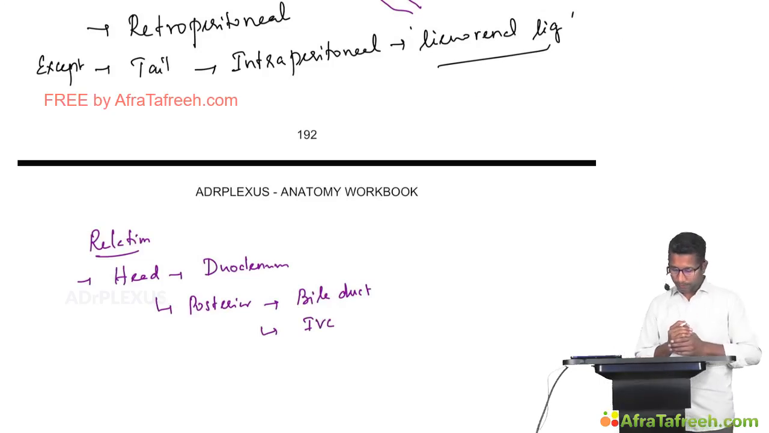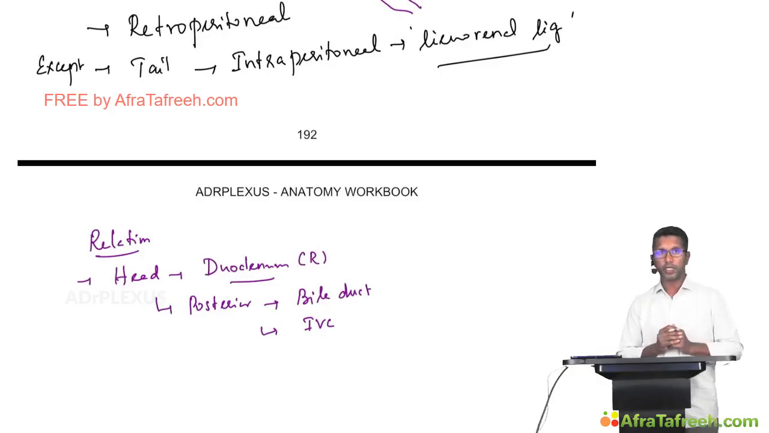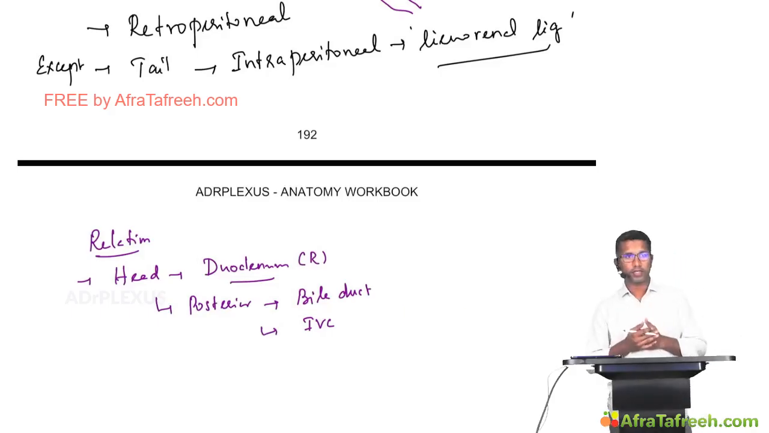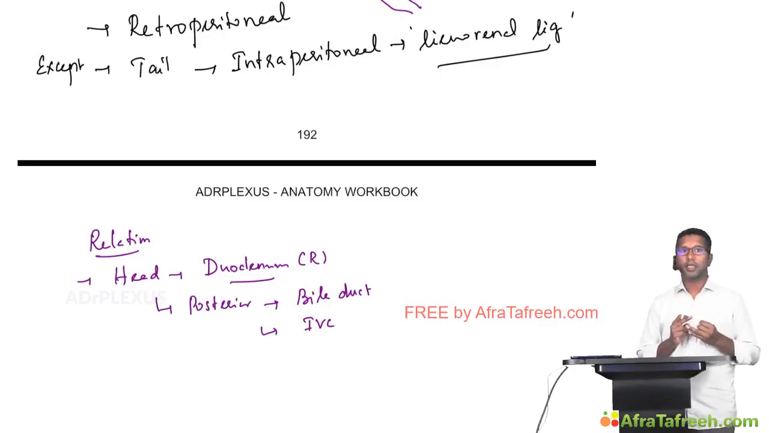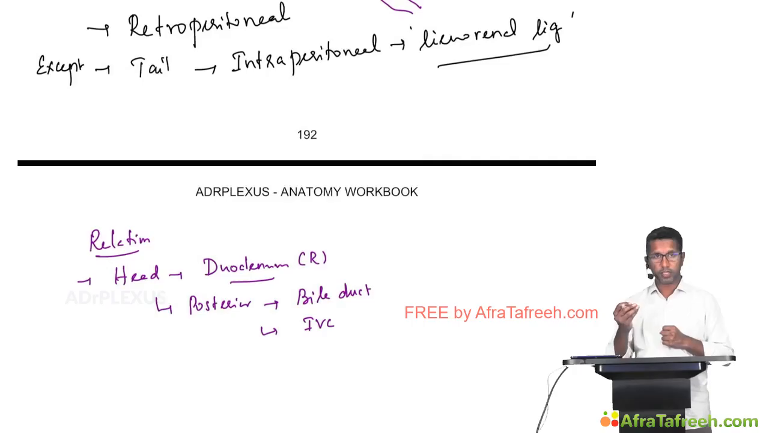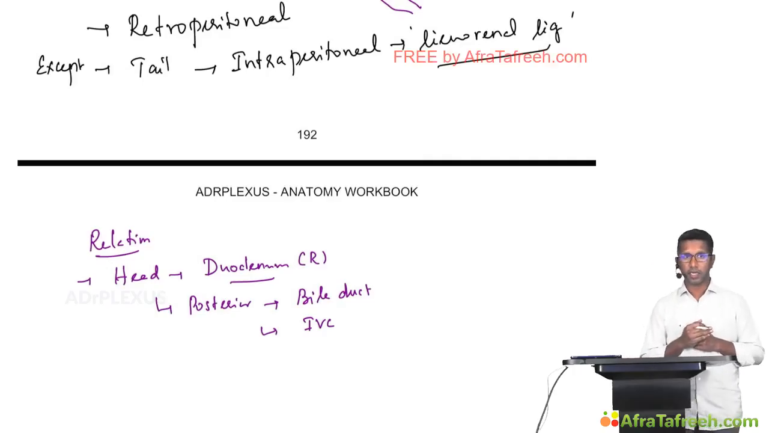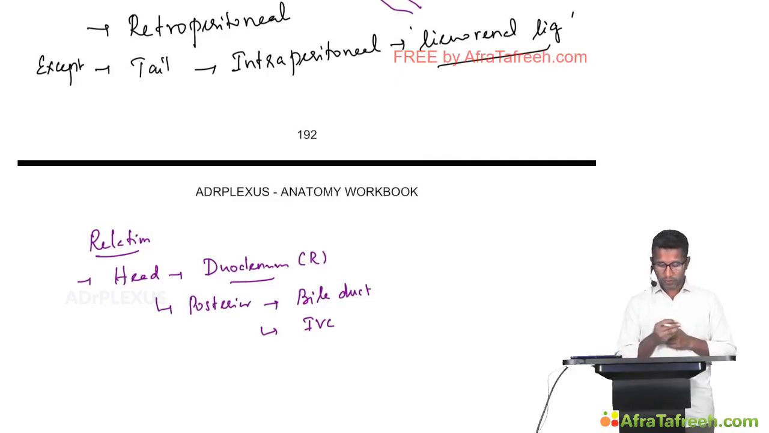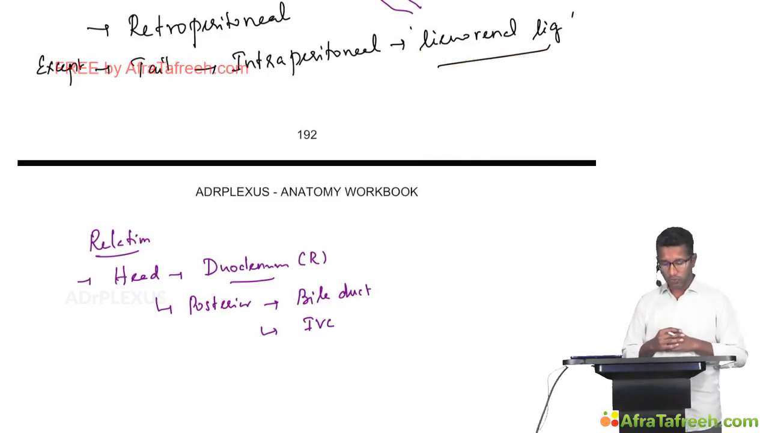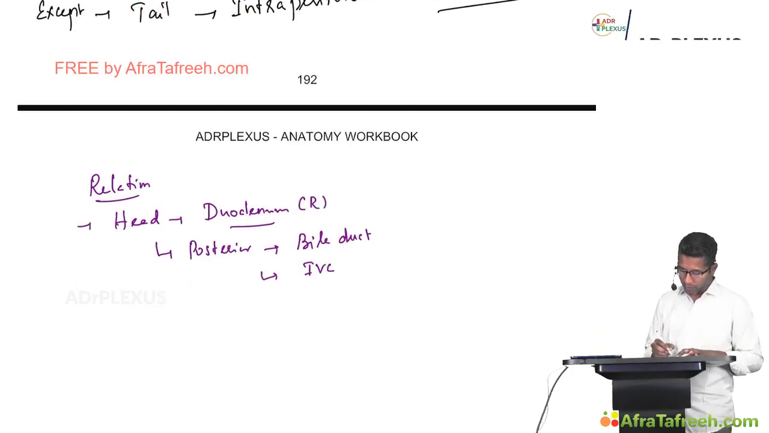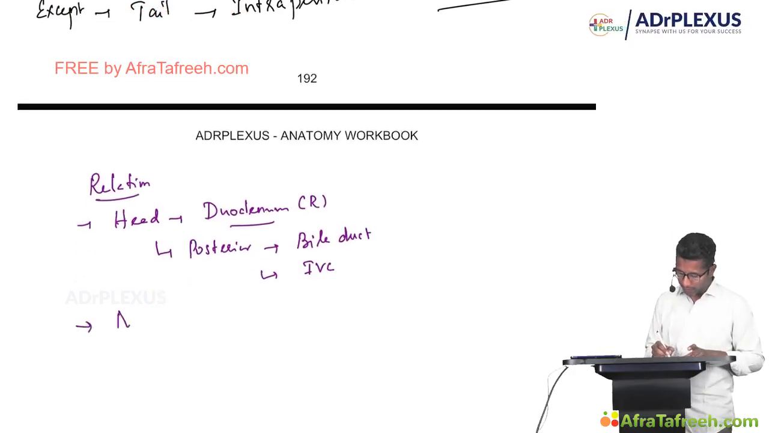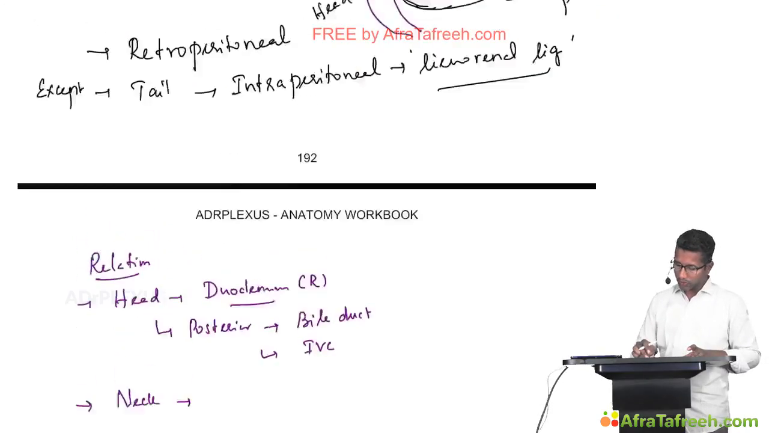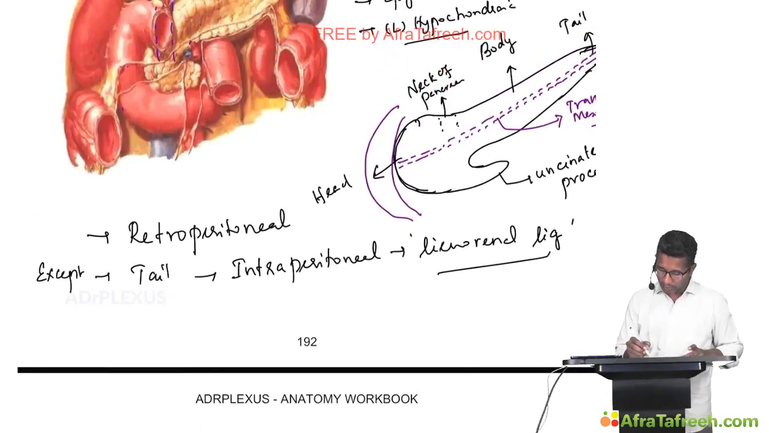So on the right side of the head you have the duodenum, and on the posterior side of the head you have the bile duct and the inferior vena cava. The bile duct enters the pancreas from its posterior surface and fuses with the main duct of the pancreas. Yesterday we saw that also. So this is the relationship of the head posteriorly. If you see the neck of the pancreas, here you can see in the neck there is an elevation which is seen.